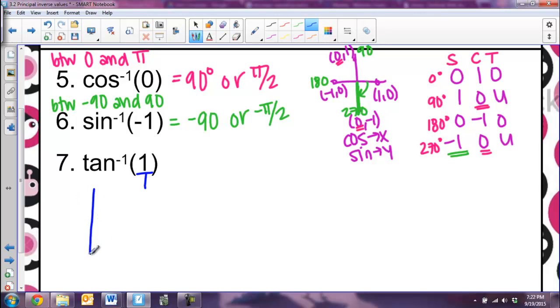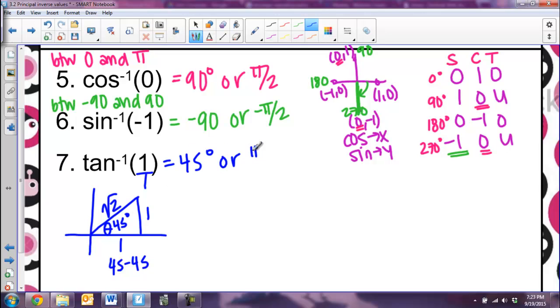So if I took this guy, since it's positive, I'll put it in quadrant 1, put my theta in there. I have my opposite is 1, my adjacent is 1. If I did the Pythagorean theorem or knew my 45, 45, 90 and 30, 60, 90 special right triangles, I would know that side's root 2, and then I can recognize that this is a 45, 45, 90 right triangle, and know that this reference angle would be 45 degrees, or pi over 4.